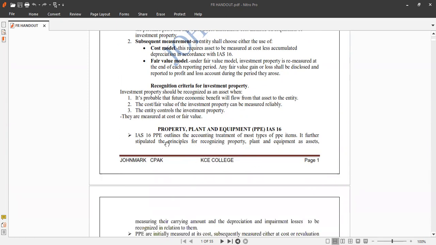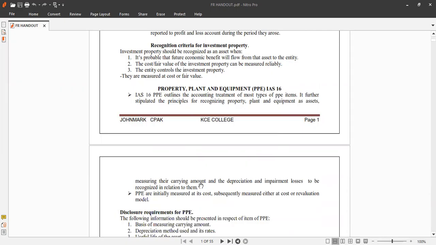Good. Then let's look at property, plant, and equipment. That's PPE. That's under IAS 16. IAS 16 outlines the accounting treatment of most types of PPE items. It further stipulates the principle of recognizing PPE as an asset. So PPE are initially recognized at cost, and subsequently you can either use the cost model or the revaluation model. So initially you measure them at cost, subsequently you measure them either at cost or revalued model.